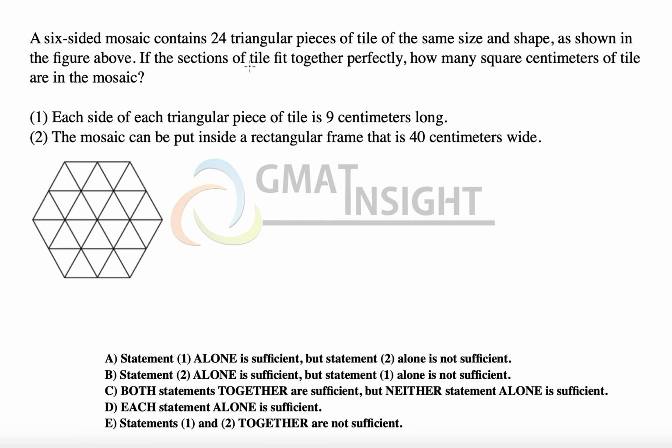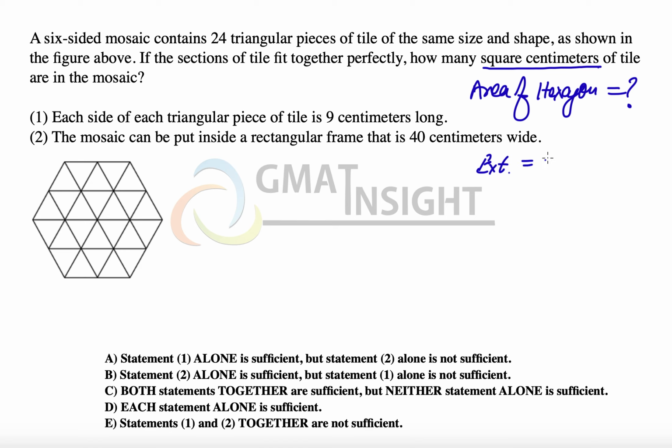If the sections of the tile fit together perfectly, how many square centimeters of tile are in the mosaic? The square centimeter is the unit of area, so the question is only about finding out the area of the 24 triangular pieces, or the area of a hexagon. Now, it is a six-sided figure which has the same shape and the same size everywhere, and when the shape and the size are the same in the case of a hexagon, we can find out the exterior angle.